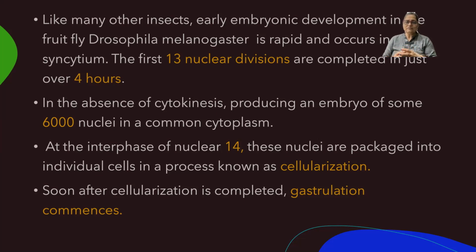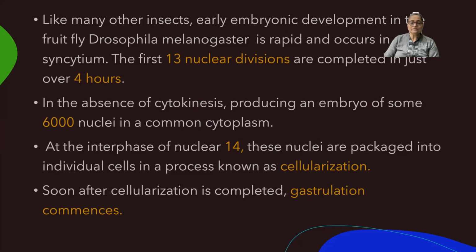Within 4 hours, the egg becomes like a mulberry, that is, so many nuclei are filled in a common cytoplasm. Naturally, the division of the cytoplasm will be unequal. For this rapid division, 13 nuclear divisions occur to complete the cleavage, in the absence of cytokinesis, producing an embryo of approximately 6,000 nuclei in a common cytoplasm. Hence, I am calling it a mulberry.